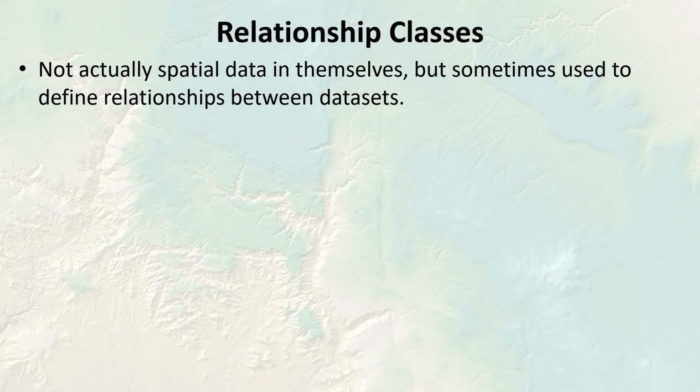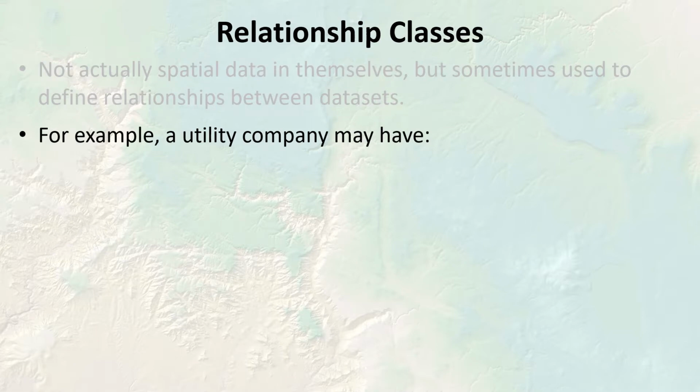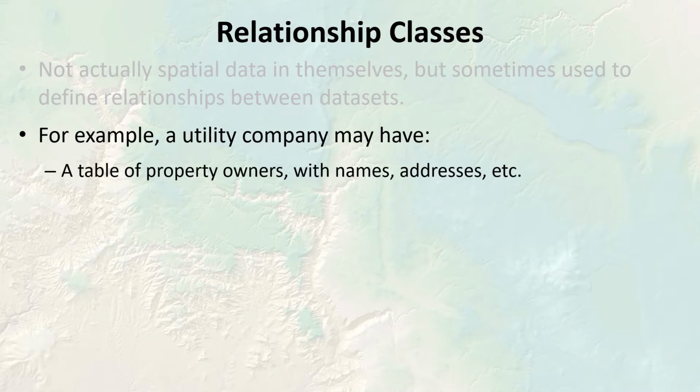Now you can set up a relationship class between these two datasets in such a way that selecting or deleting a particular pipe will also select or delete any associated pumping stations. Now, relationship classes can also be defined between non-spatial datasets like tables or between spatial and non-spatial datasets. So for example, a utility network may include a table that has extensive information on property owners. So you get the name, the address, etc. of everybody who owns property there.